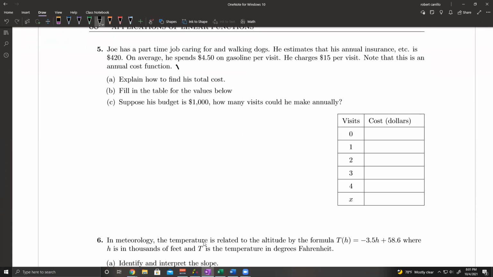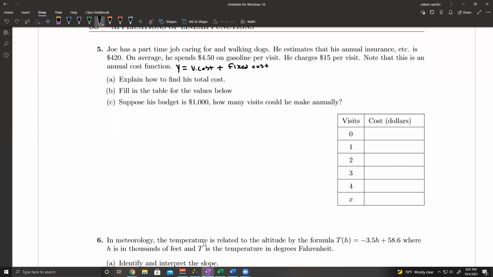So if it's an annual cost function, it's again going to be variable cost plus fixed cost. Okay, so explain how to find his total cost, fill in the tables for the values below, and suppose his budget is $1,000. How many visits could he make annually?